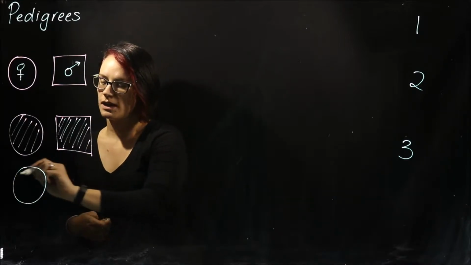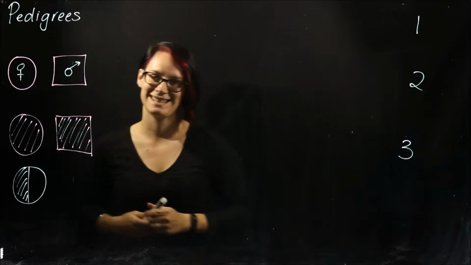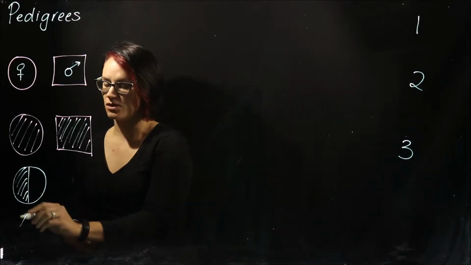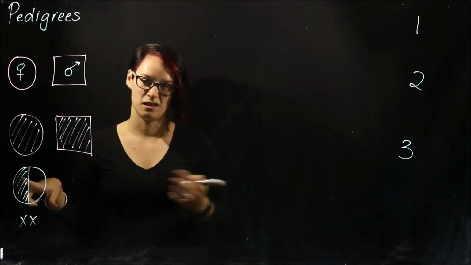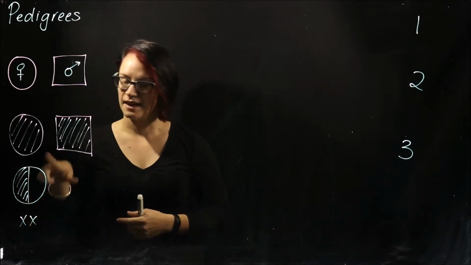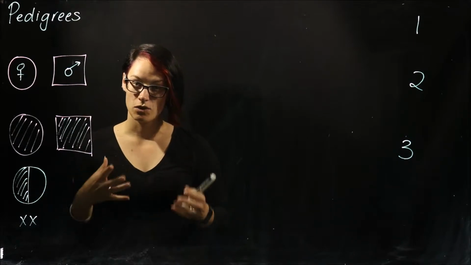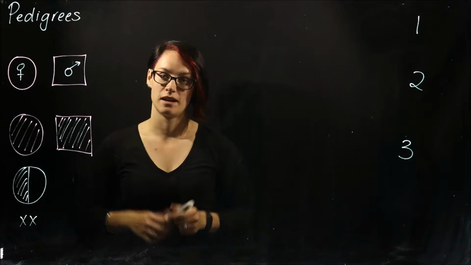There is an alternate one here where you might actually see a half coloured in circle, and what that indicates is a female carrier. So in this case, because the females have the two X's, one of them is the affected or the mutated gene or whatever it is, and the other one is perfectly normal. So they are not displaying the phenotype that we're talking about, but they do actually have one of those genes or those alleles that are indicating it.